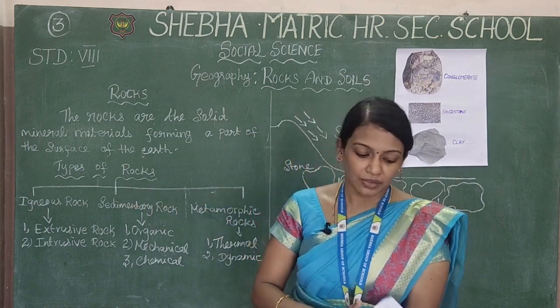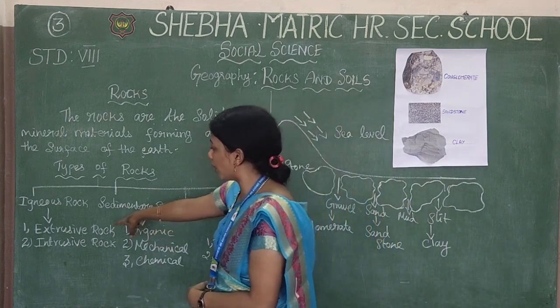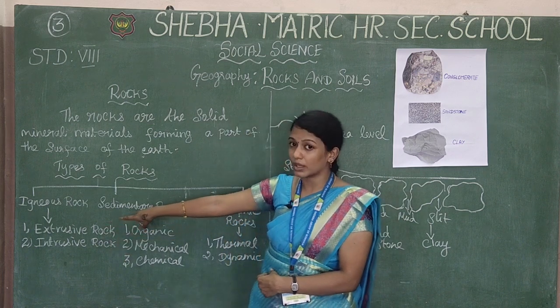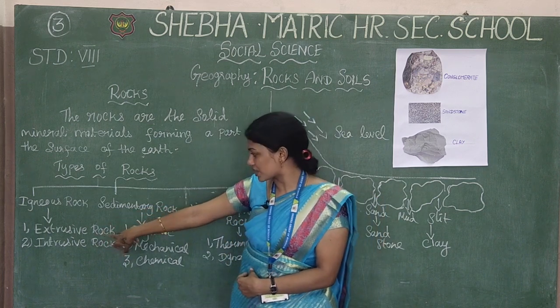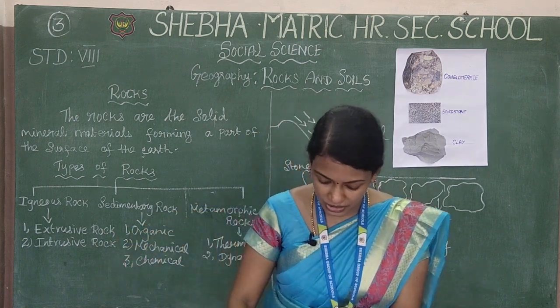Next we have some types in igneous rock. There are two types of igneous rocks. One is extrusive rock and the second one is intrusive rock. What are the two types of igneous rock? One is extrusive rock and another one is intrusive rock. So we are going to see that explanation.